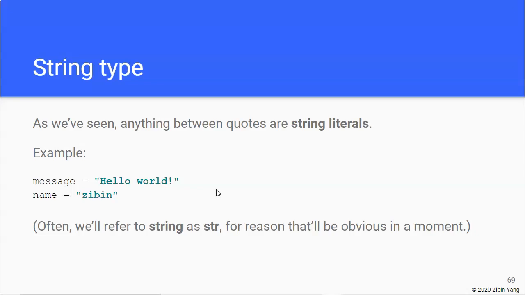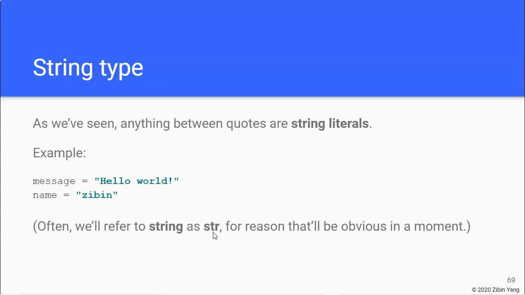Now, other than numbers, there are other types in Python as well, and we've actually seen another type, and that is anything that's between quotes. They are these string literals. So, for example here, we can assign the string literal hello world to the message, or a name to the variable name. Now, one thing I want to say before we move on is that in Python we often refer to string just as str, and we'll very soon see why we do that.